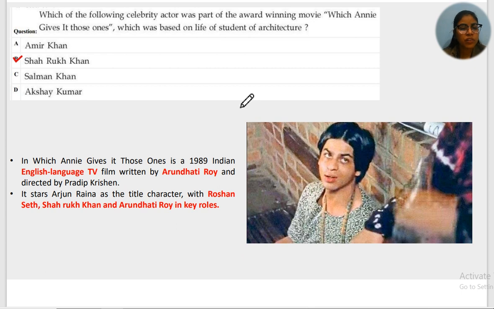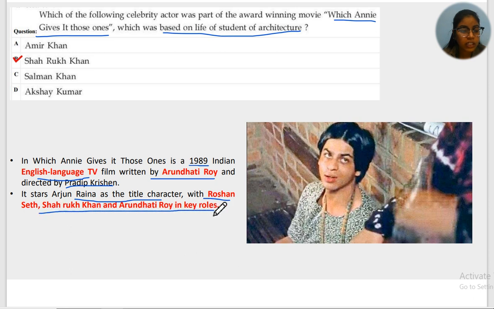Next question is, which of the following celebrity actors was part of the award-winning movie Em, Which Annie Gives It Those Ones, which was based on the life of students of architecture? The correct answer is Shah Rukh Khan. The movie was released in the year 1989. It is an Indian English-language TV film written by Arundhati Roy and directed by Pradip Krishen. It stars Arjun Raina as the title character, with Roshan Seth, Shah Rukh Khan and Arundhati Roy in key roles.